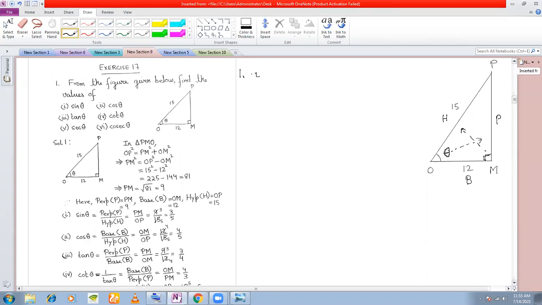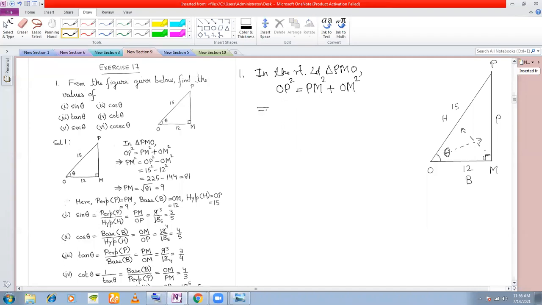First, before that, you have to find out the base. In this right angle triangle, the hypotenuse is given to you as 15, whatever is the unit. Okay, and the base is given to you as 12. So you can find out the perpendicular from Pythagoras theorem. So we start by saying in the right angle triangle PMO, hypotenuse square, which is OP, is equal to perpendicular square, PM, plus base square, which is OM.